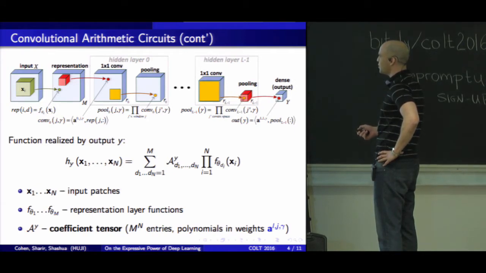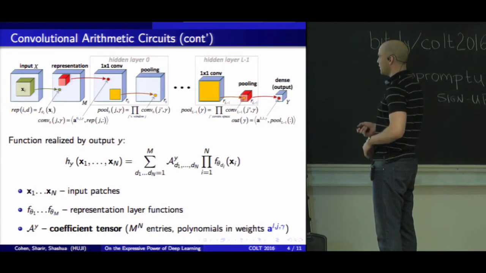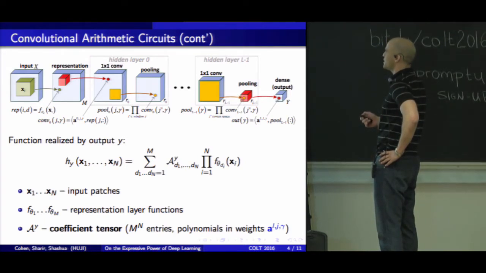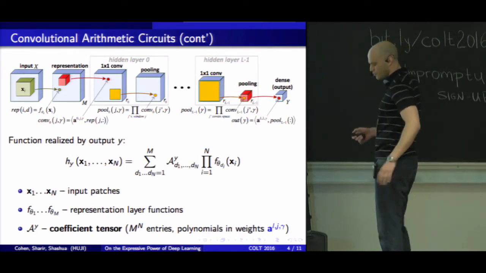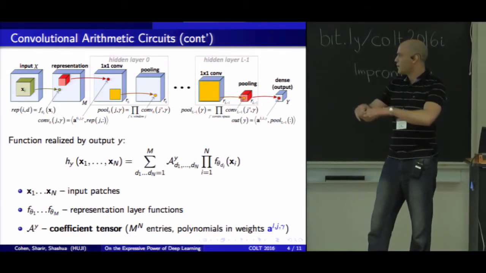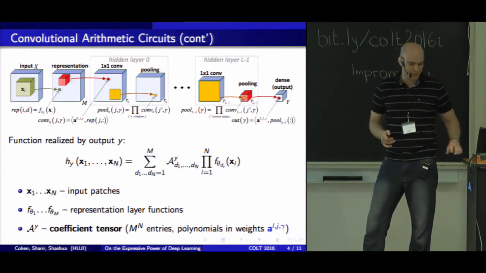There's an exponential number of possibilities here, and a function computed by the network is a linear combination over these. And the coefficients of the linear combination could be naturally arranged in a tensor, in a multidimensional array. And because everything here is polynomial, each entry of the tensor will just be a polynomial over the weights of the network, the weights in the convolutional layer. So a function realized by a network can be expressed as a linear combination over an exponentially large basis, and the coefficients reside in a coefficient tensor.